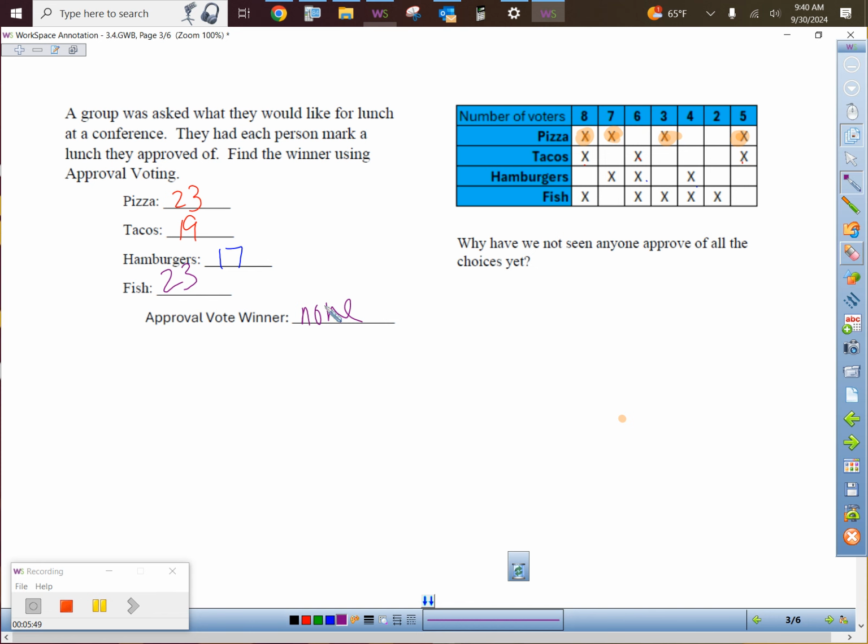How do we do that instead? Instead of saying that, we'll say a tie. It's a tie. So they probably have a second voting situation, or maybe they do a ranked survey or something like that, but the approval voting didn't work.